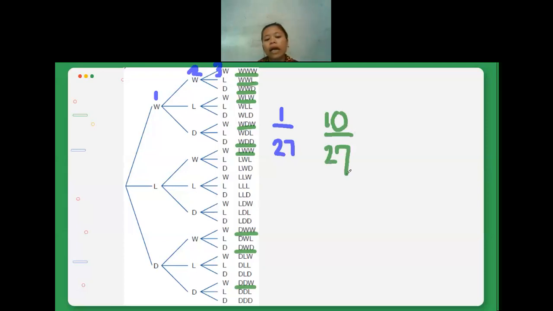So it means having a higher chance to win rather than lose. Is there anyone who is confused? No? No one says anything, so I guess none of you is having any difficulties.